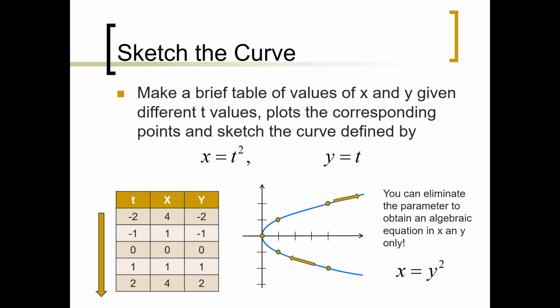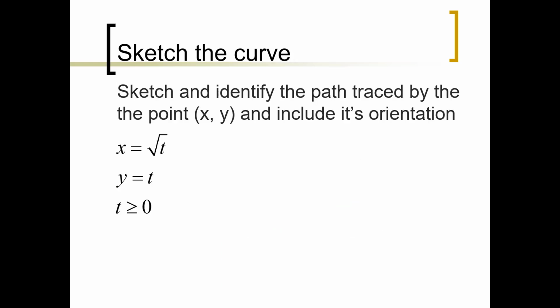Now don't be fooled. Just because this set of parametric equations, as time passes, traces out the entire parabola, does not mean that's always true. All I'm saying is that the parametric curve is a subset of the parabola x equals y squared. In this case, it is everything, but it doesn't have to be. Let's try that again. I'd like to sketch and identify the path traced out by this point (x, y), given this set of parametric equations, and this time given this parameter's domain.